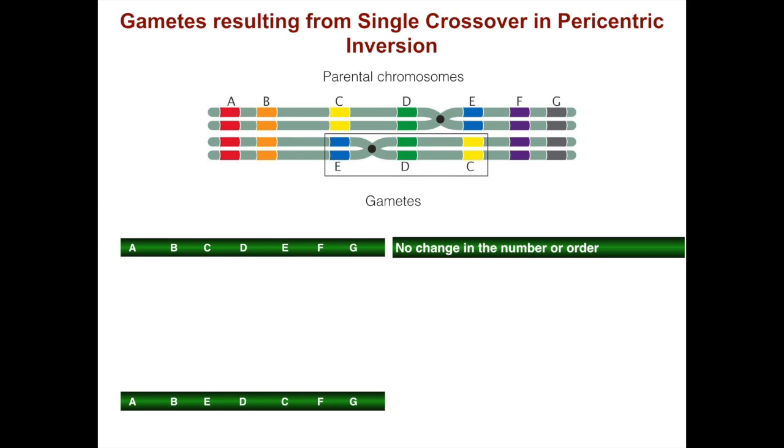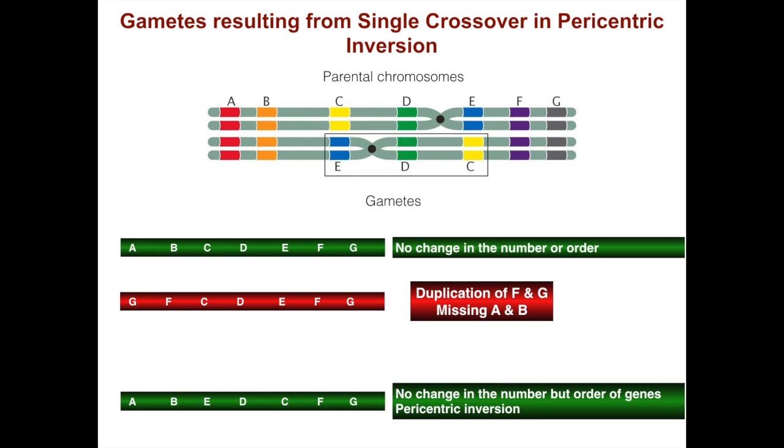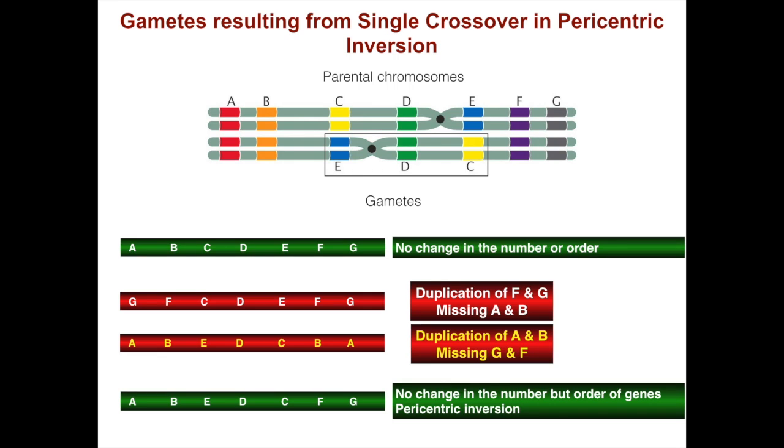You also have a gamete where you have no change in the number, but there is a change in the order of genes, and this is your pericentric inversion. And if you have crossing over, you will have a duplication of F and G, and you lose A and B in one gamete. And then there's a duplication of A and B, and then you're missing gene G and F. So then these are not viable.